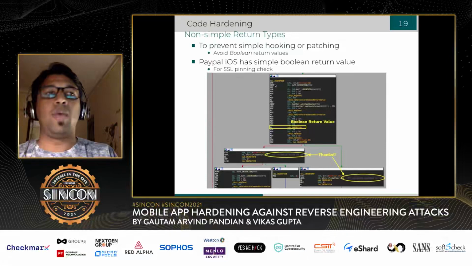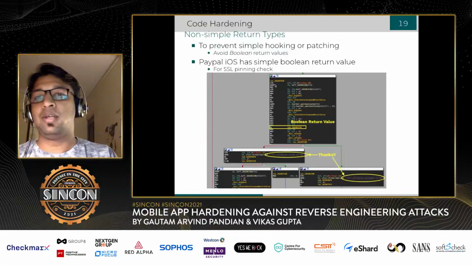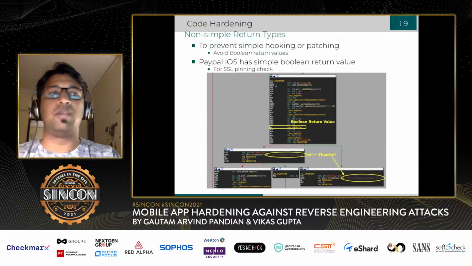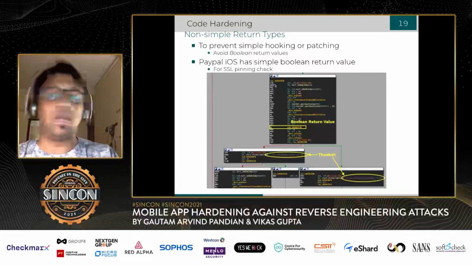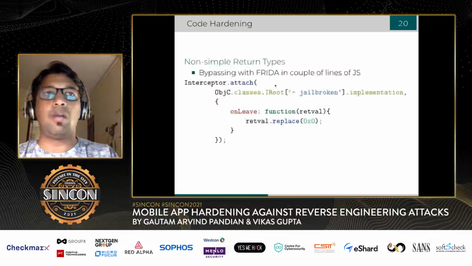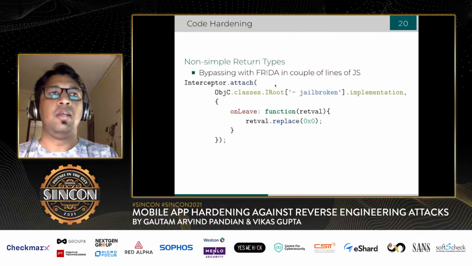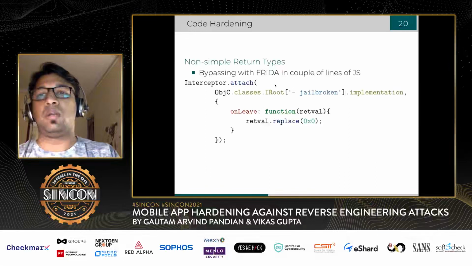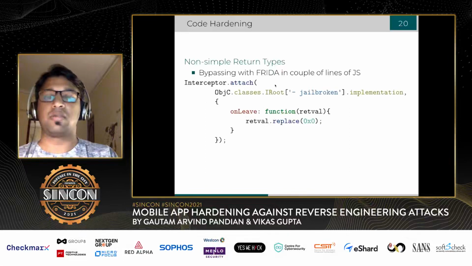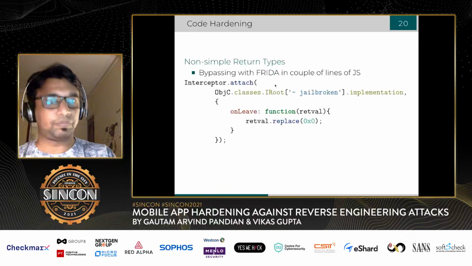So one way is that I can just remove the whole function call, BL, and just have a value where x0 is 0 or 1 depending on whatever the logic is, or I can use Frida and just a couple of lines of code and say, okay, flip the value, always return this thing, and for me that particular protection has been bypassed. So that's the problem with having simple Boolean values.